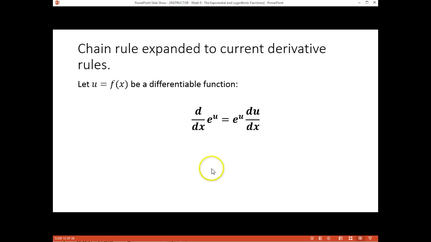If you remember from our chain rule, our basic rule was the derivative of e to the u was e to the u du dx. And we assumed u was a differentiable function of x. And what we did is we just took the derivative of e to the u, brought the e to the u down, and then multiplied by the derivative of the actual exponent, whatever the function was in the exponent.